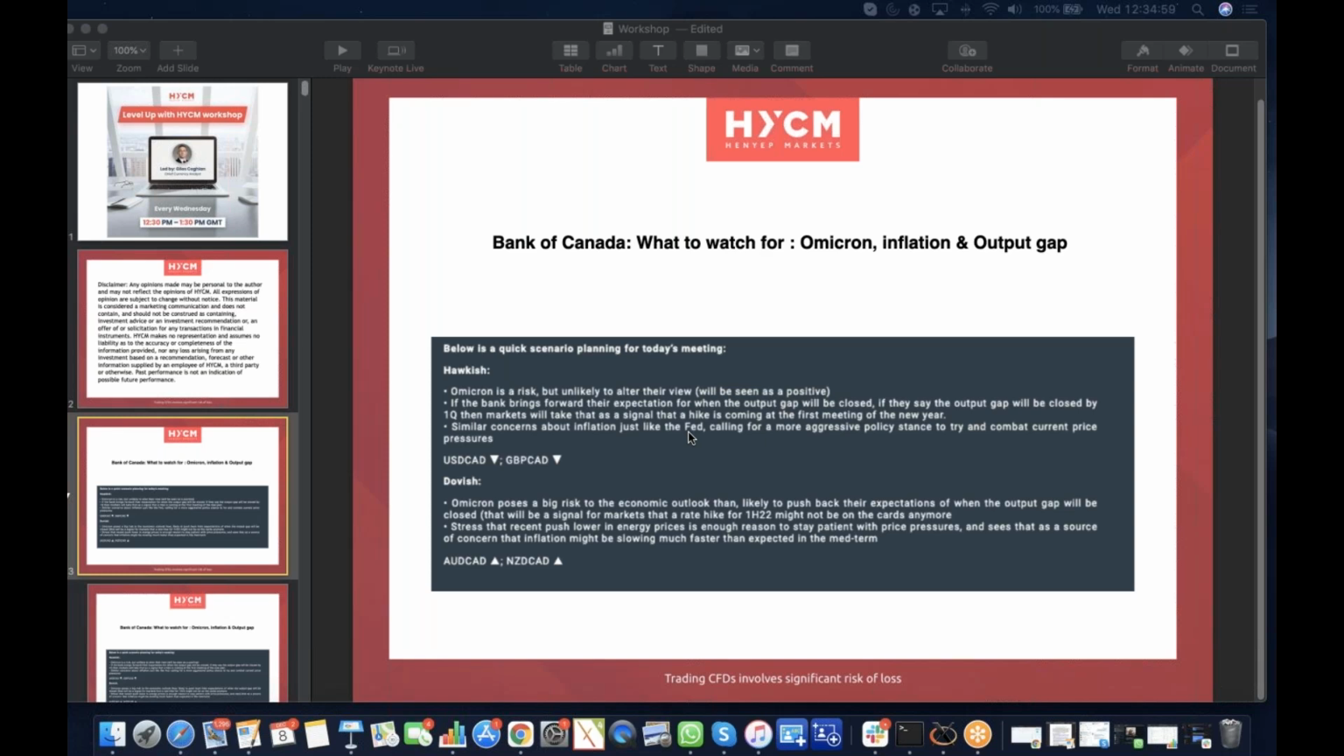We also want to see how the Bank of Canada feels about inflation. Now, there's two different camps here. There's the central banks that think that inflation is transitory. So that's the Reserve Bank of Australia, the Reserve Bank of New Zealand, the Bank of England, and the European Central Bank. But then there's those that think that inflation may be more worrying.